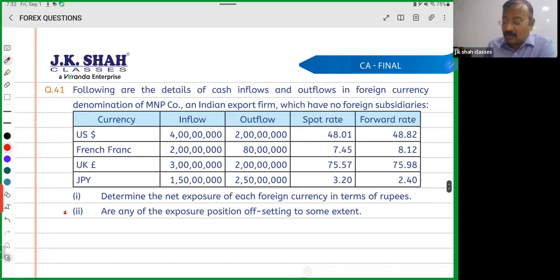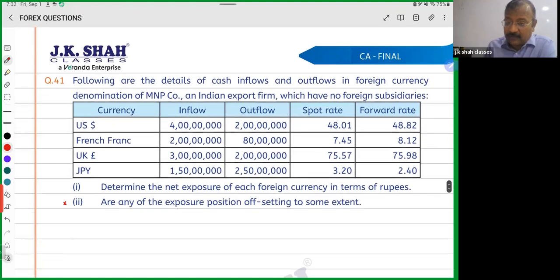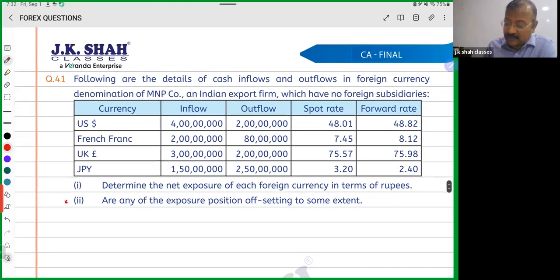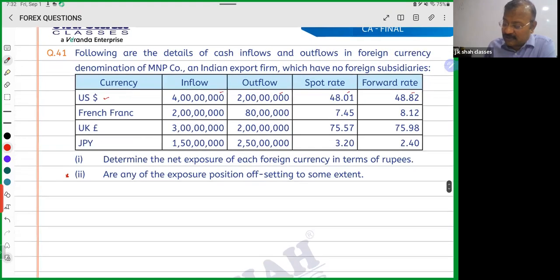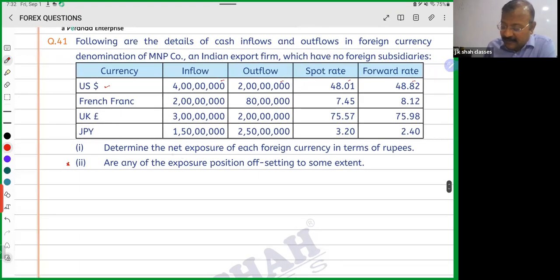Following are the details of cash inflows and outflows in foreign currency denomination of MNP, an Indian export firm which has no foreign subsidiaries. So these are the currencies and there is an inflow and an outflow and spot rate, forward rate. And they have given for 4 currencies. Determine the net exposure of each foreign currency in terms of rupees.